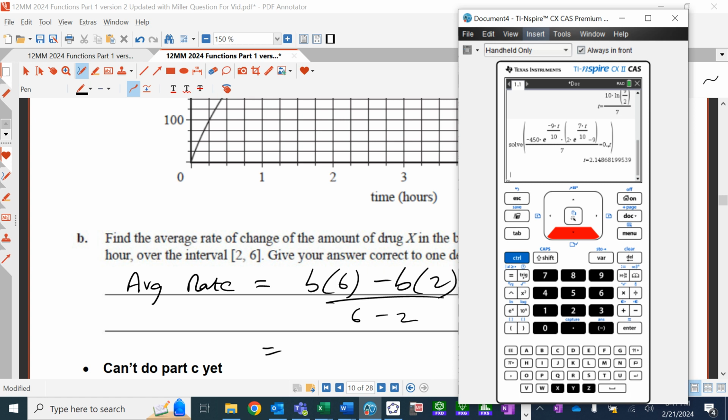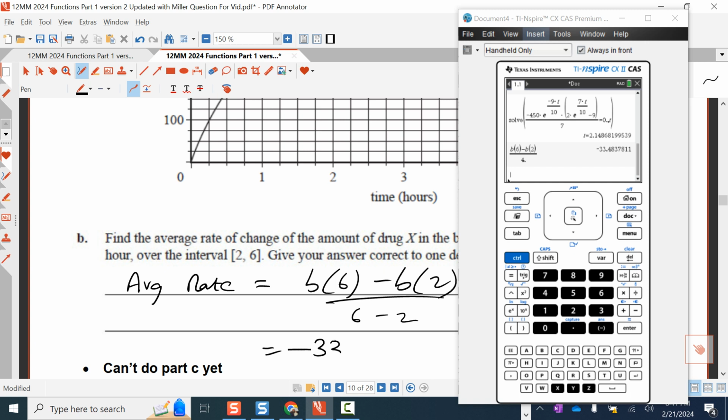So I'm just going to go and control divide b of 6 take away b of 2 over 6 take away 2, which is 4. And again, to force the approximation, I'm going to put in a decimal point in the question. And we've got negative 33.5 milligrams per hour, I think it was.